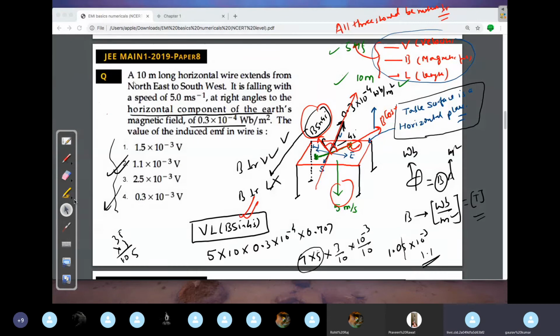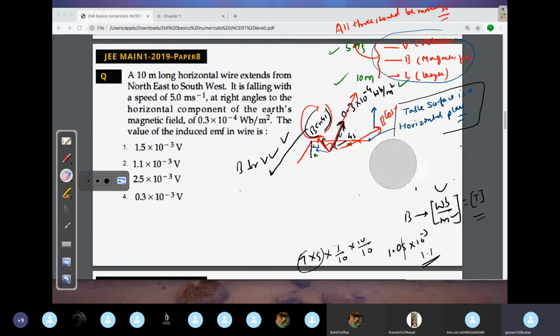Yes, sir, got it. Okay, so done. You can take the screenshot here. It's a good question. Not difficult, but a very good question. You can clear the concepts of motional EMF. Take the screenshot if you have not taken it. Otherwise, I'll remove this now. Okay, done. Next.